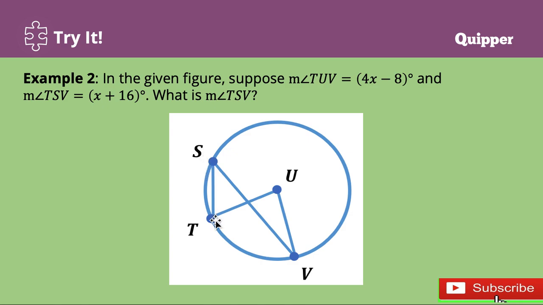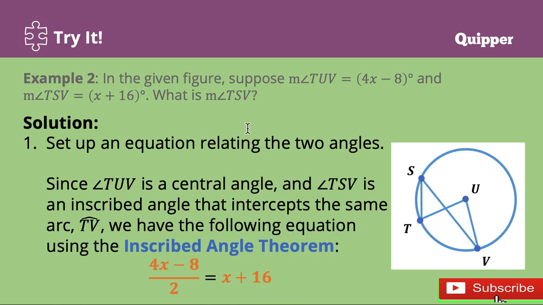Now, since they share the same intercepted arc, which is TV, then we can apply the inscribed angle theorem. First, set up an equation relating the two angles. Since TUV is a central angle and TSV is an inscribed angle that intercept the same arc, which is TV, we have the following equation using the inscribed angle theorem.